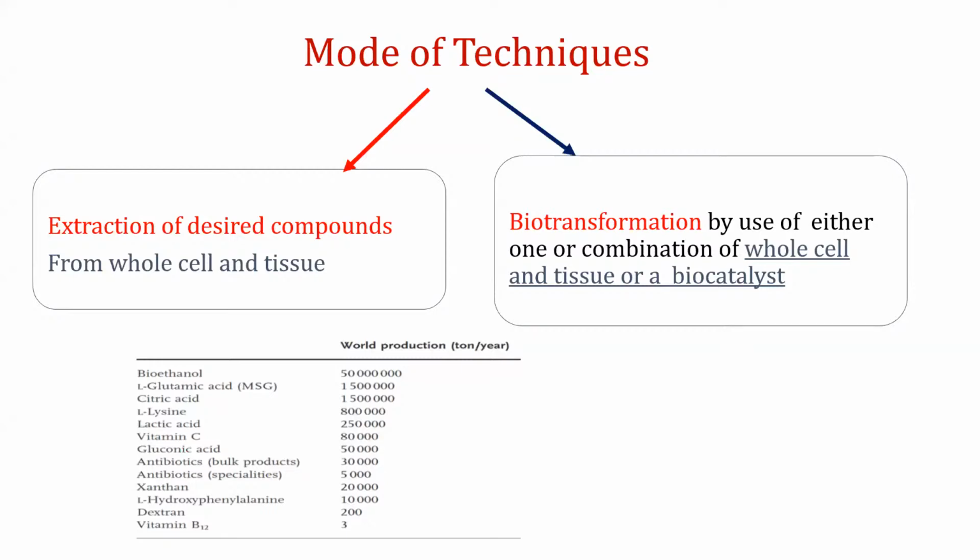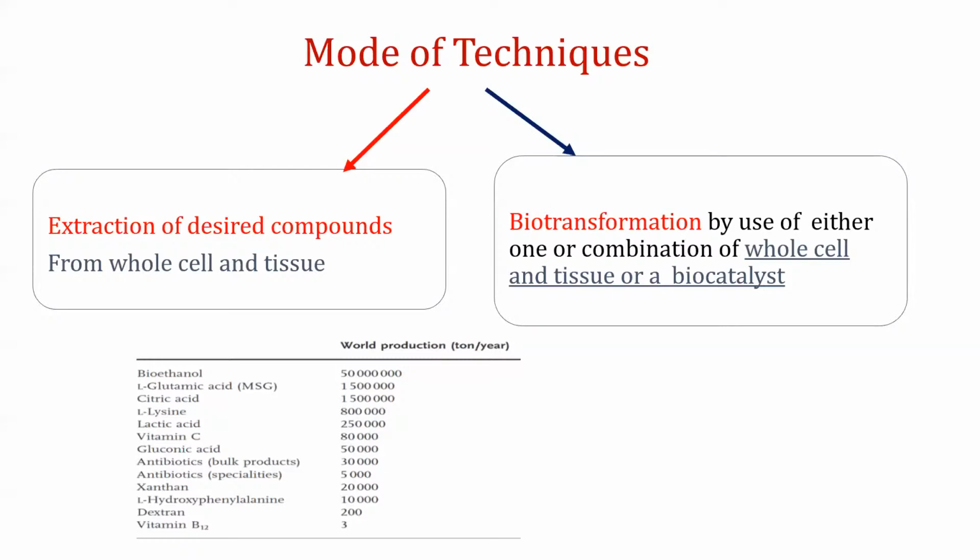Transforming the substrate into a product can be done by using a whole cell or tissue. Whole cell means you are putting a whole cell directly onto your substrate, and the cell is converting it, because the cell has a certain set of enzymes. Or you can use enzymes also.